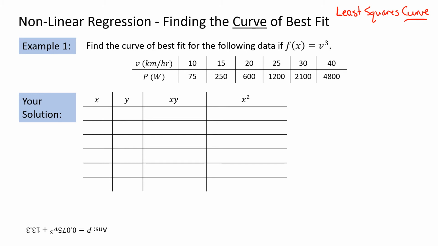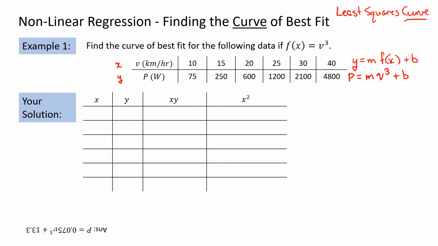So find the curve of best fit for the following data if f of x is equal to v cubed. Okay. So we have velocity in kilometers per hour, and we have power p in watts. So this velocity would be our x term, and our power would be y. Okay. So remember, we have that y is equal to m times f of x plus b. And we know that our y term is power, and f of x is our velocity cubed. So we can substitute that in, and we get power is equal to m times v cubed for f of x plus b. Okay?